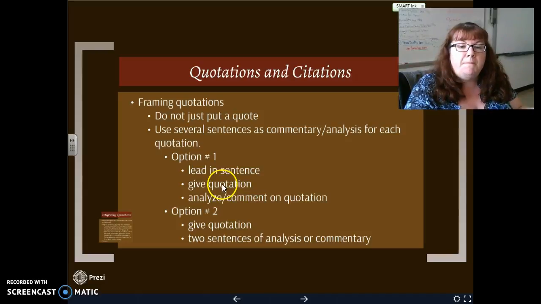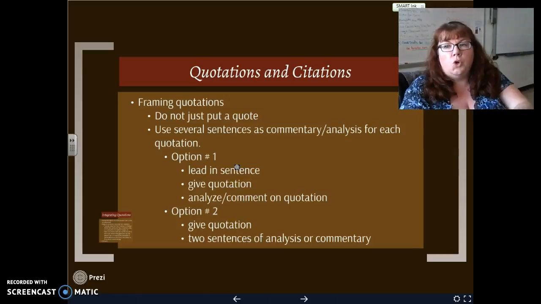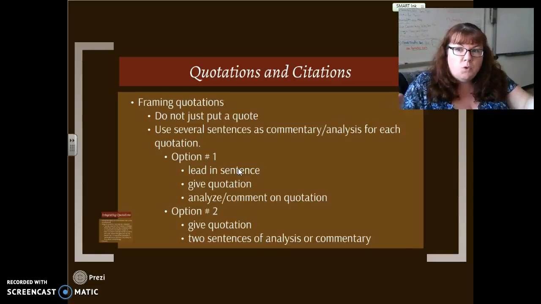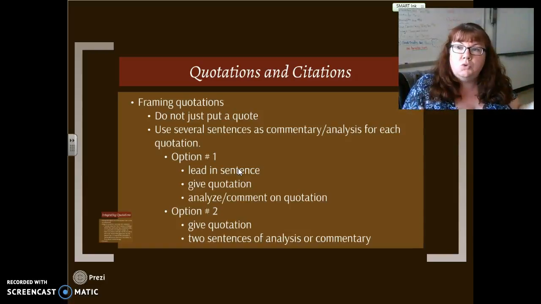You could also combine giving the quote with the lead-in, like the author shows blah, blah, blah by using this quote, and then give the quote as part of the sentence. You shouldn't be doing block quoting anymore. Block quoting means just that full quote, quotation marks, beginning to end, and no other words in there. I don't want to see ellipses, which is the 3 dots in the middle, in the beginning, and the end. If you don't need the information, you don't need to include that.